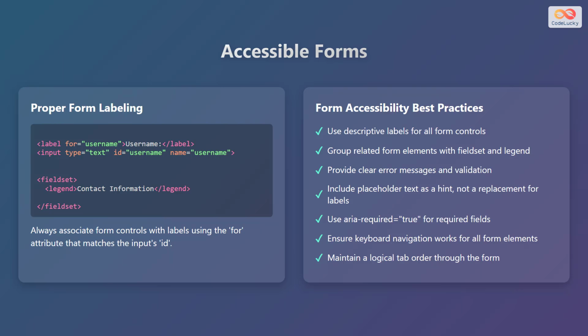Group related form elements with fieldset and legend. Provide clear error messages and validation. Include placeholder text as a hint, not a replacement for labels. Use aria-required equals true for required fields. Ensure keyboard navigation works for all form elements, and maintain a logical tab order through the form.